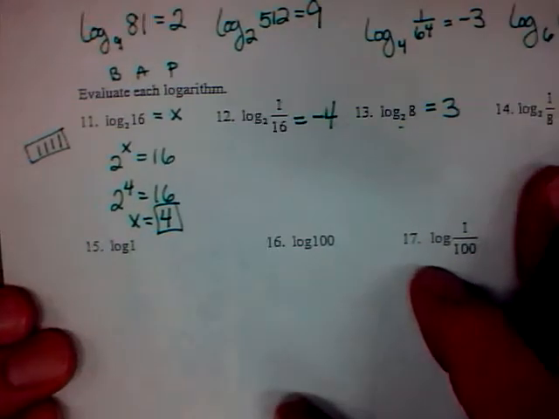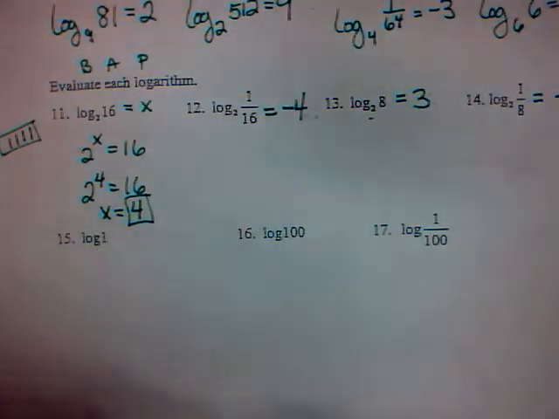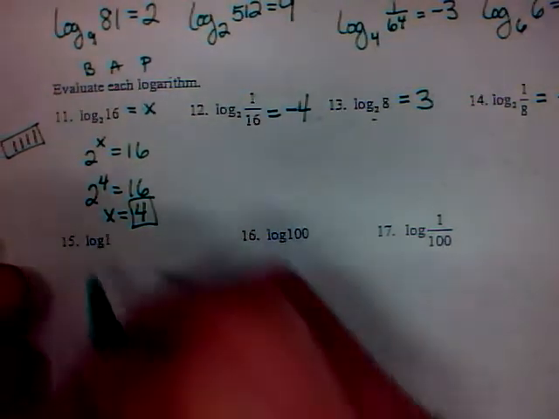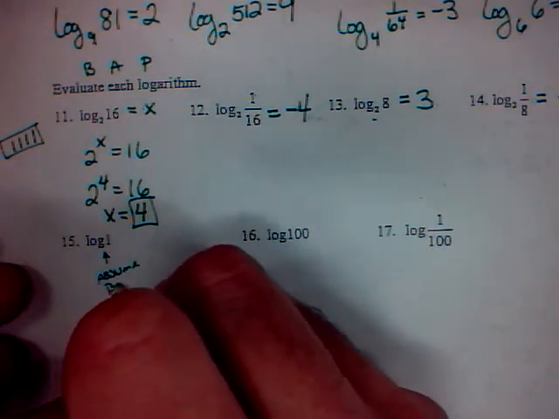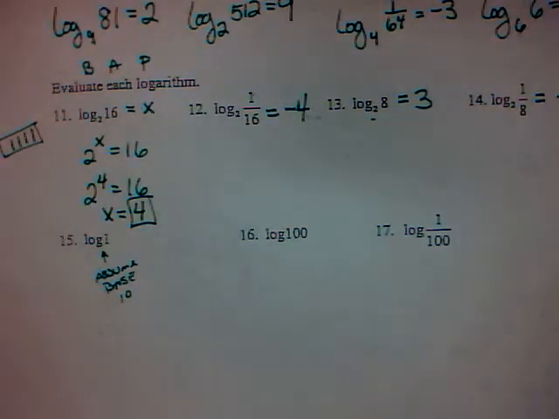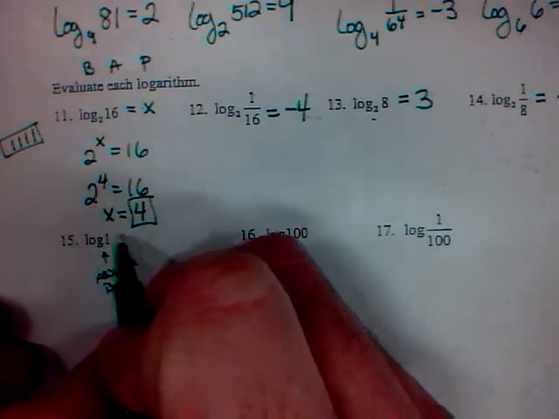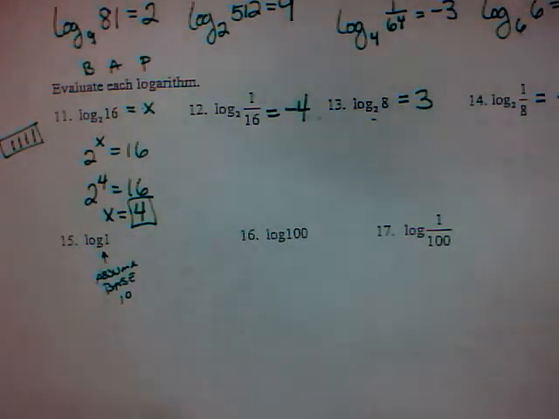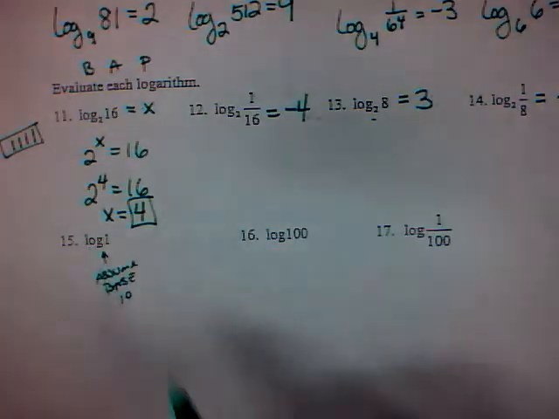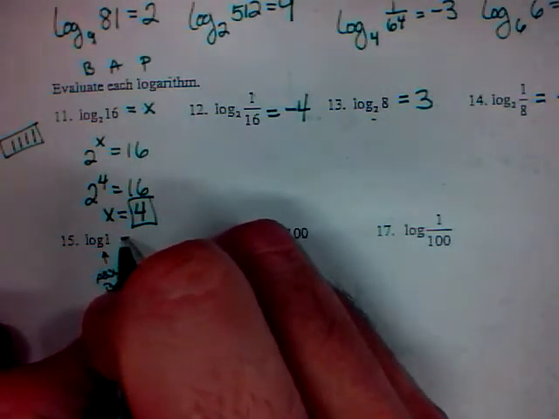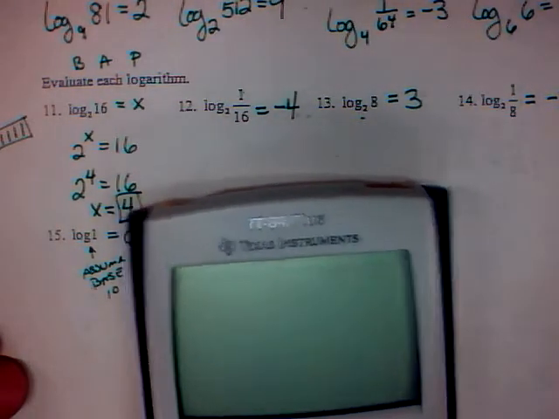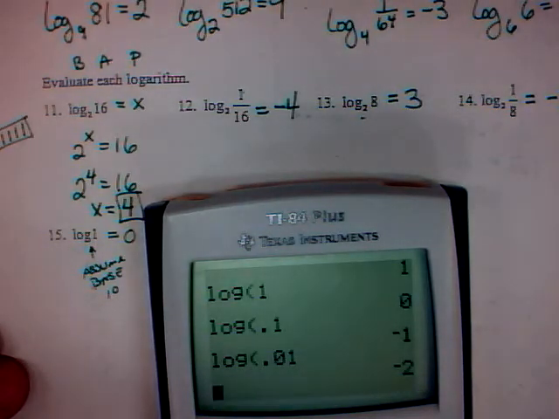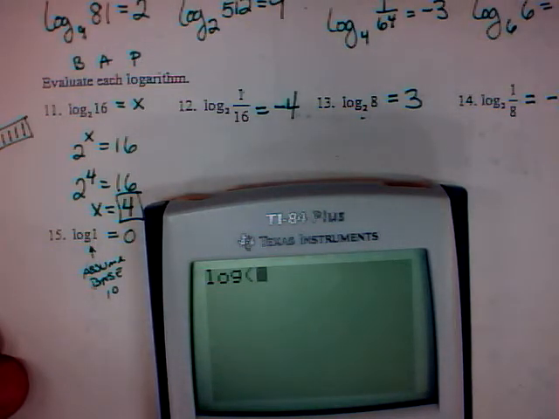Okay. On the last set here, these are base 10, so you can do this one of two ways. Remember, these are common logs, so we assume base 10. So we can say 10 to what power gets you 1? Well, we know any power... what power always gets you 1? That would be the 0 power, so we should know that this is 0. But let's check. Since it's base 10, we can use the log button on our calculator. So let's clear this out. Log of 1, and we get 0.